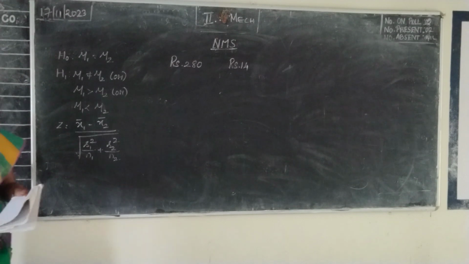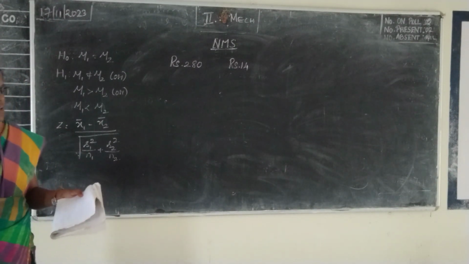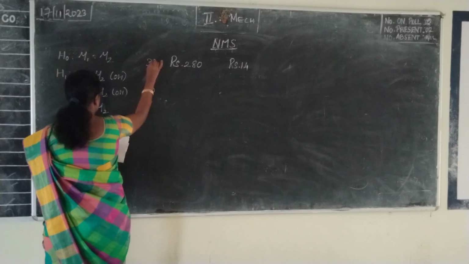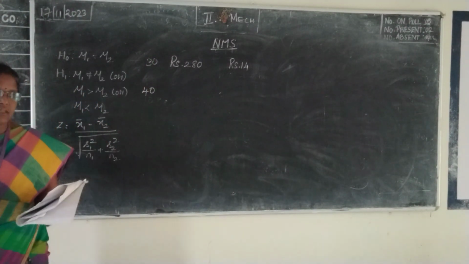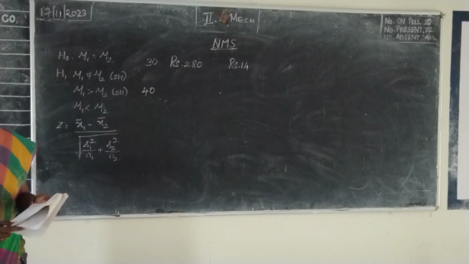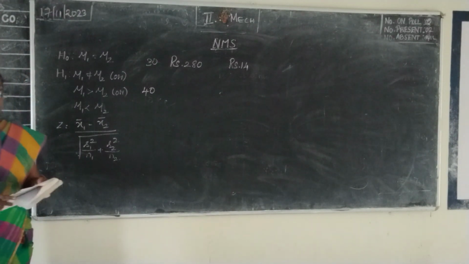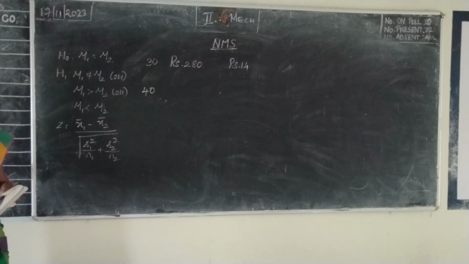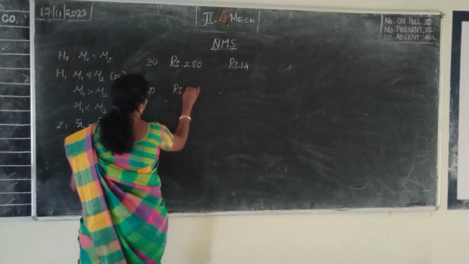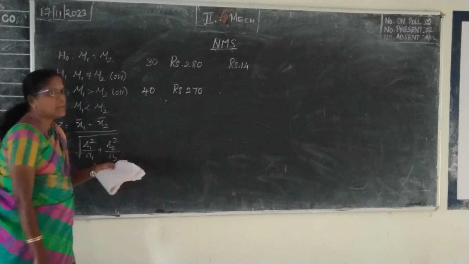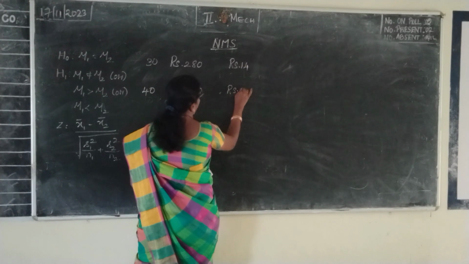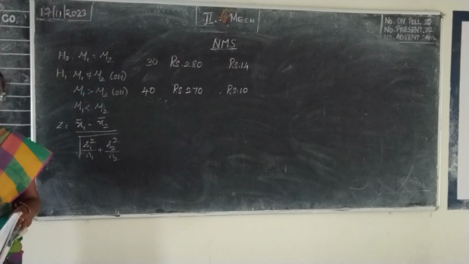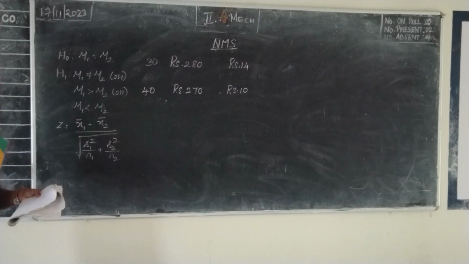In another firm, a sample of 40 employees have a mean wage of rupees 270 with a standard deviation of rupees 10.